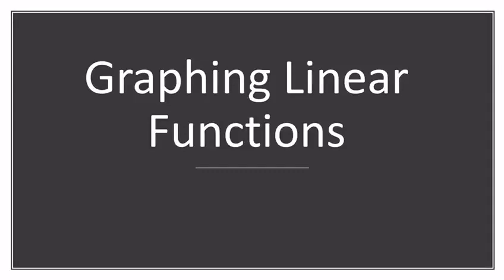So in today's video, we'll be talking about linear functions and how we could graph them. To begin with, there are three forms of writing linear functions. The first one is the slope-intercept form, where we have y = mx + b. The m represents the slope and the b represents the y-intercept.